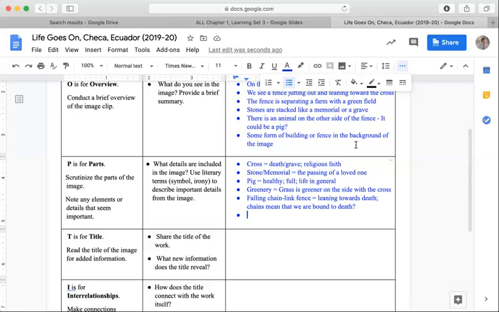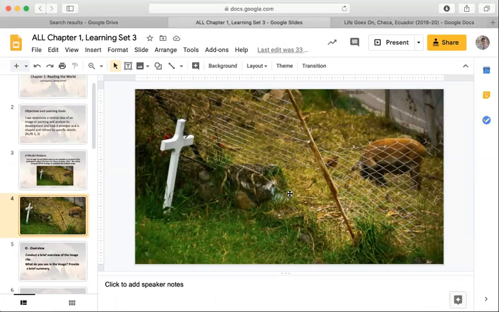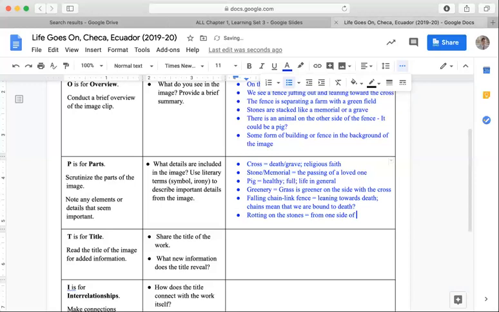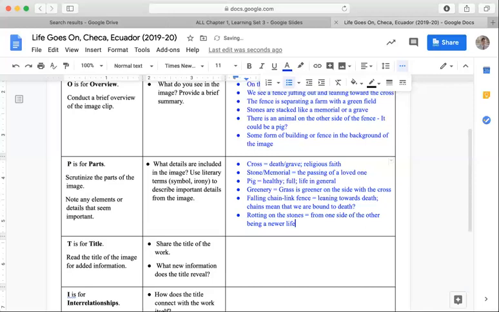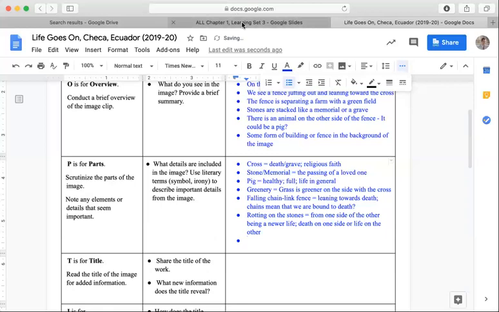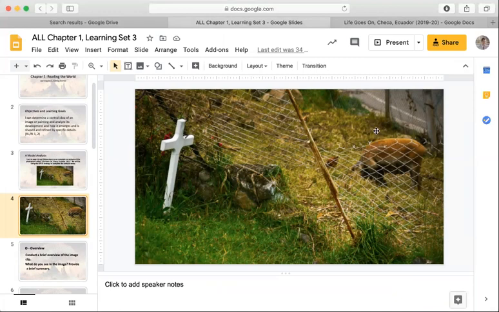Rotting on the stones. You can see that it's decaying, it's rotting there. It could be one side or the other being a newer life, or death on one side and life on the other. And then if you pay really close attention, you'll see that there's a hole in the fence here. And maybe that represents the relationship between life and death.